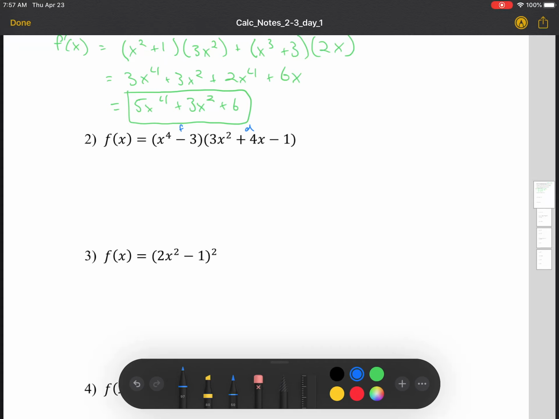So when we write it out, identify, we got our f, we got our d. So when we take the derivative, we got x to the 4th minus 3, 6x plus 4, plus 3x squared plus 4 minus 1, 4x cubed.